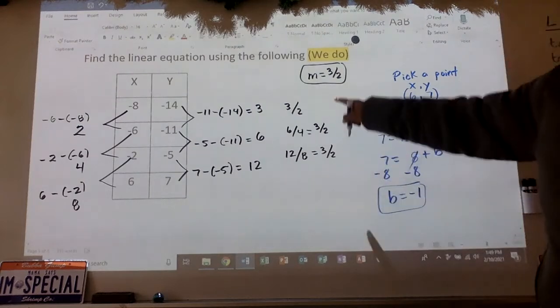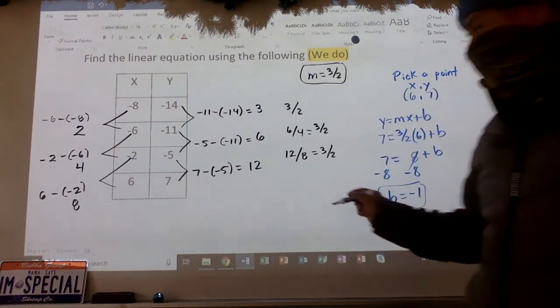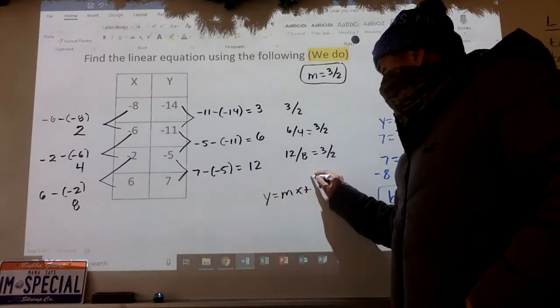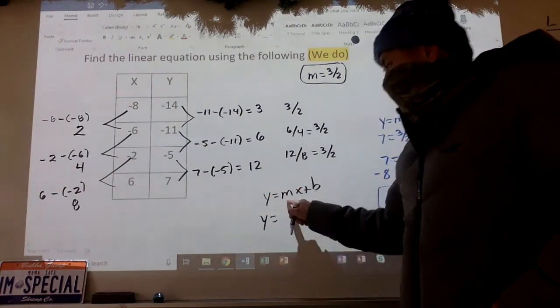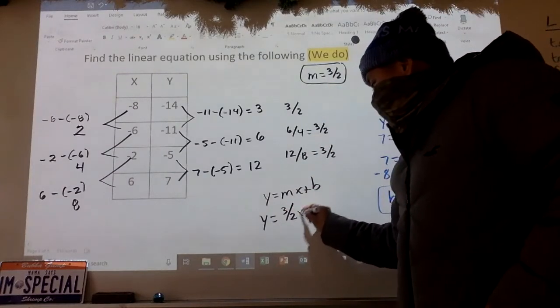Remember, your objective is to look for m, to look for b. Once you do that, put it back in the equation. So y equals my m, my b.